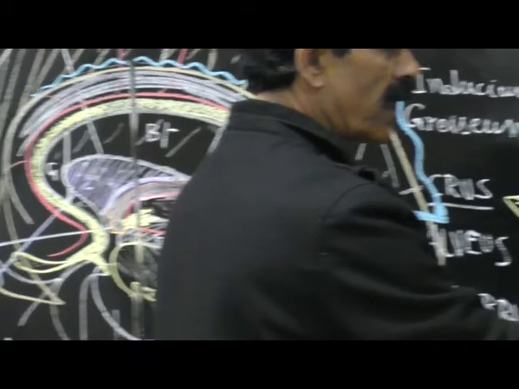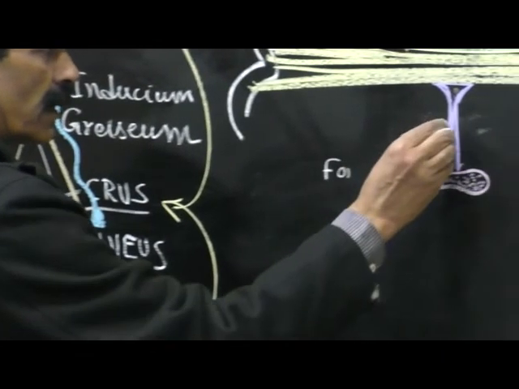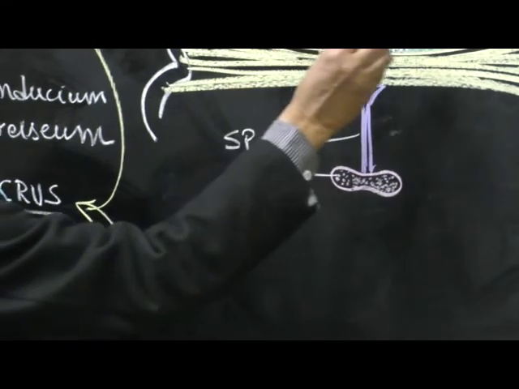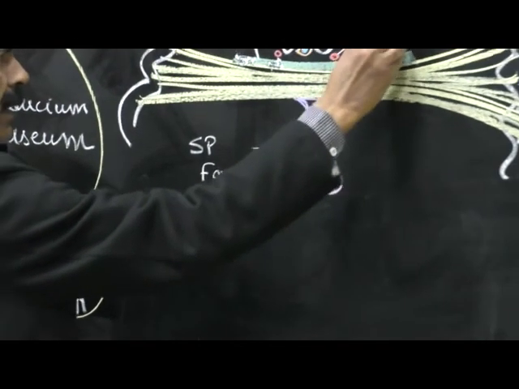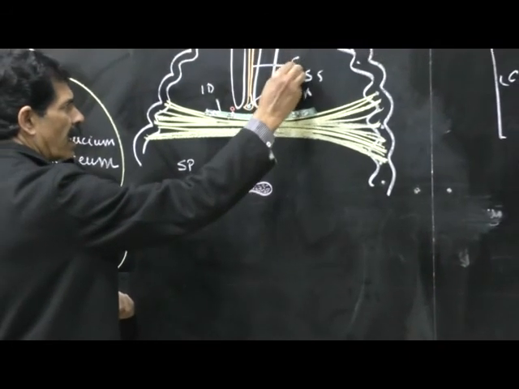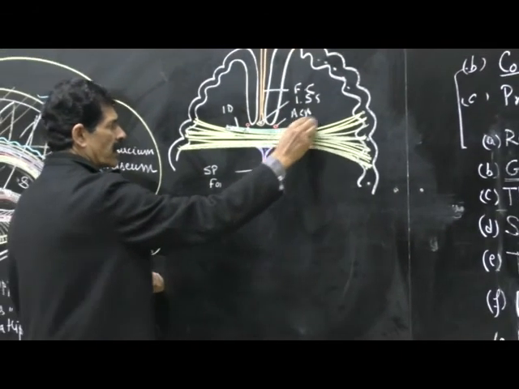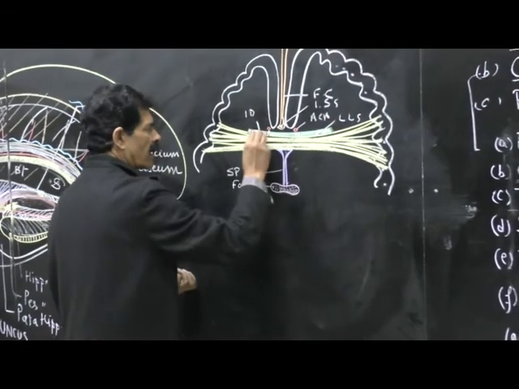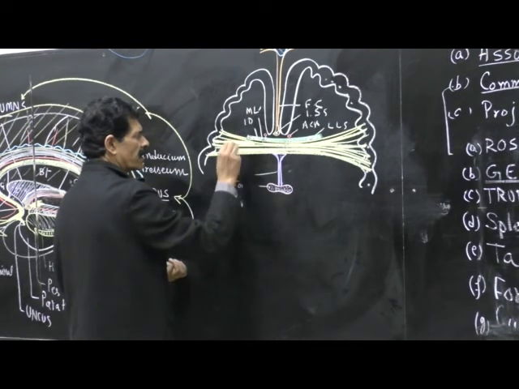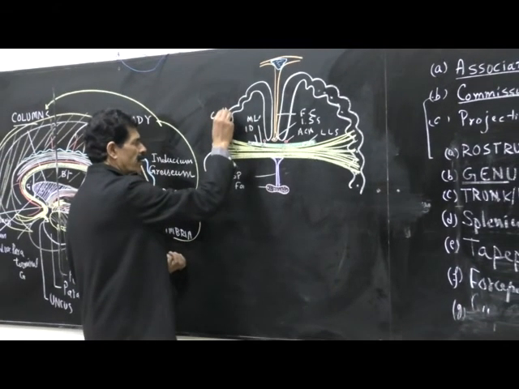So this is the fornix. This is the septum pellucidum. This is the indusium griseum. This is the anterior cerebral artery. This is the inferior sagittal sinus. This is the falx cerebri. So these are the lateral longitudinal stria, and these are the medial longitudinal stria. This is the corpus callosum, the body or the trunk.